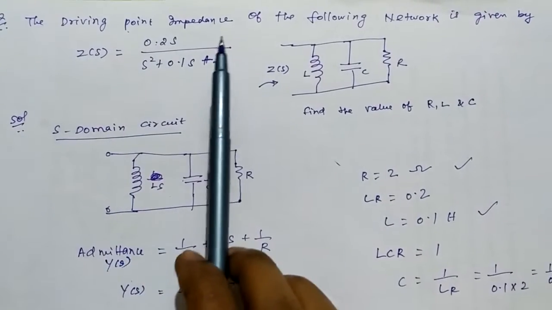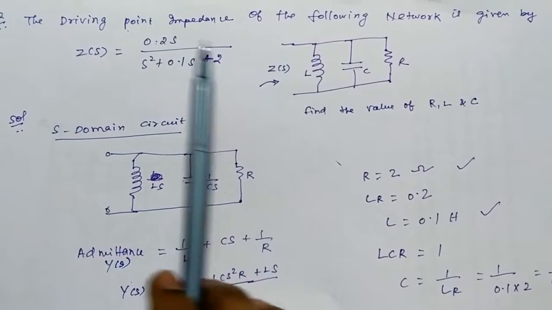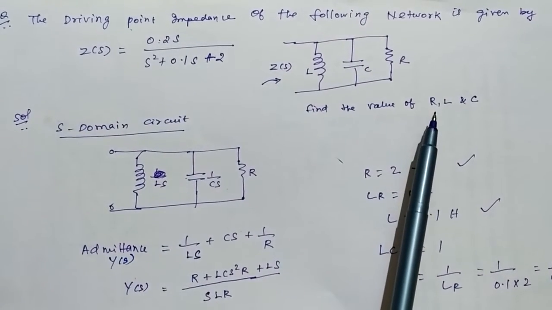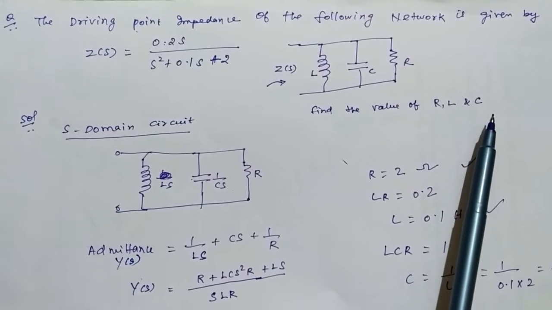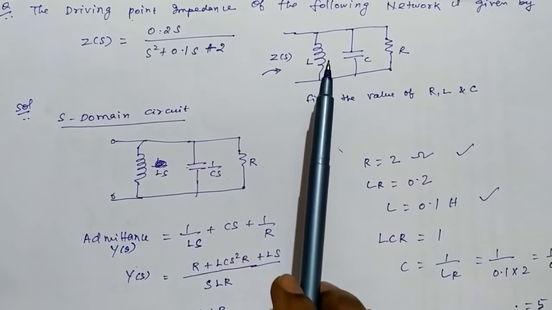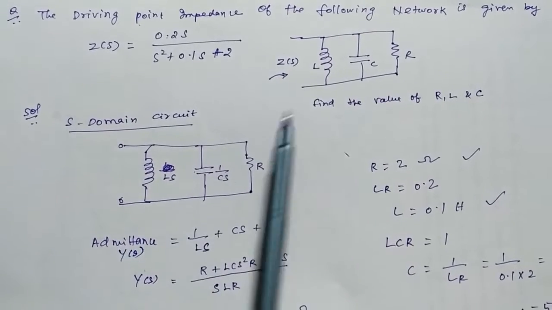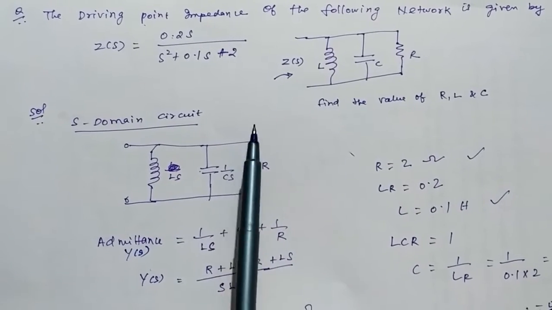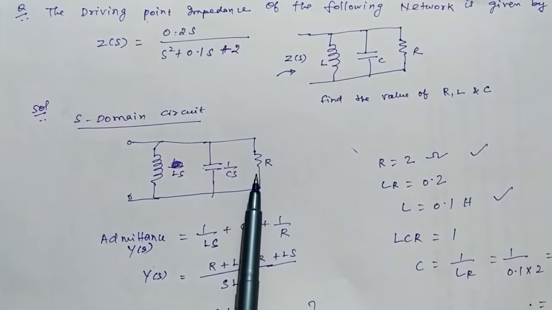The driving point impedance of the following circuit is given like this. What are the values of resistance, inductance and capacitance? So the S-domain circuit of the given circuit is: the inductance is converted into L into S, the capacitance is 1 by Cs, and the resistor stays as it is.